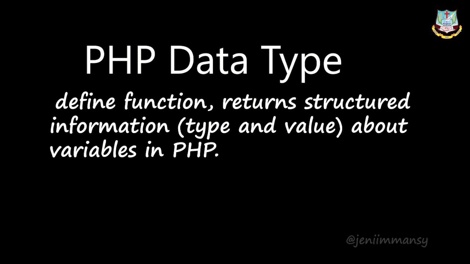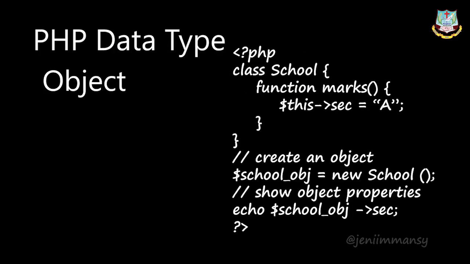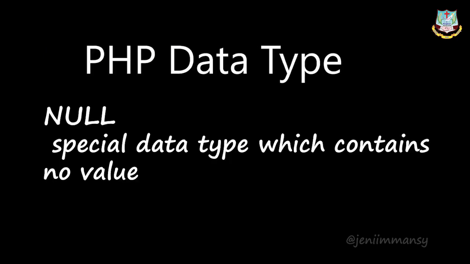Next one we are going to see is object. In PHP, an object is a data type which has the information about the data and the function inside a class. Here, we are going to create an object: school_obj equals new school, then a bracket and a semicolon. So here an object is created. This object is a data type which contains the information about the data and the function inside the class. Then next one is null.